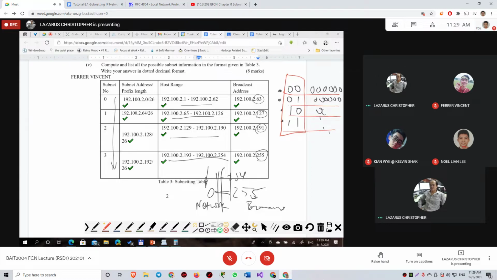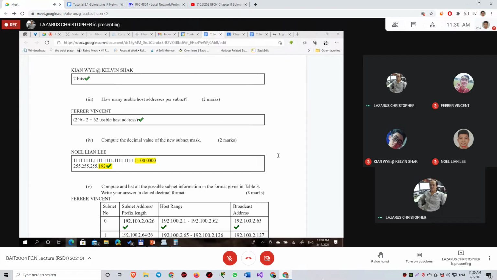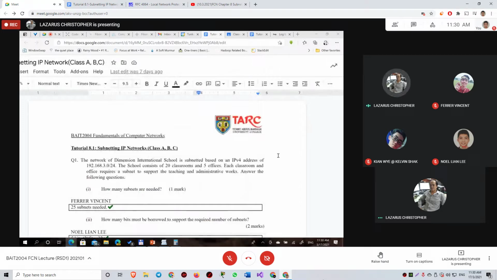So it definitely will be 0 for the first one, because the network address first part is all 0, and the first pattern is all 0. The last pattern is all 1s, and the last address will be all 1s here, so that's why it's 255. This is all 1s. You can see that. All right, we have revised subnets already.